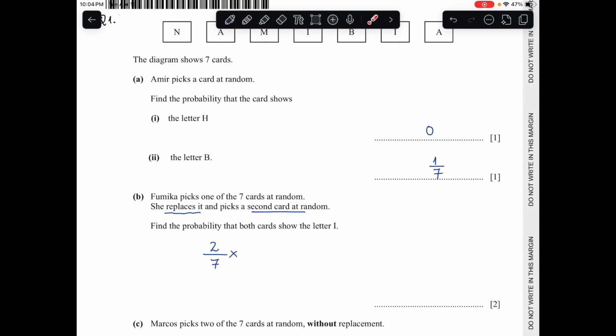Now, since she is replacing the card, the total in the denominator will still remain 7. And again, she has a choice of 2 cards to pick from because she replaced the previous I. And now she's picking the second I card. So that would be 4 out of 49. Remember that you must write your answer over the answer line.